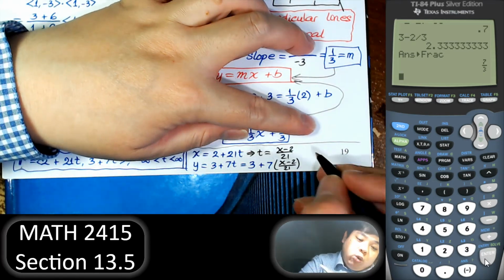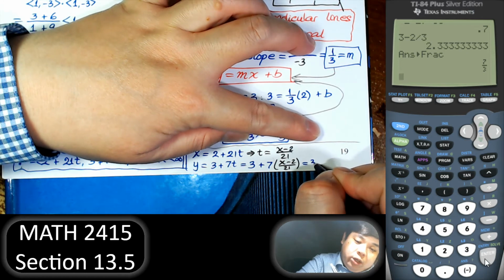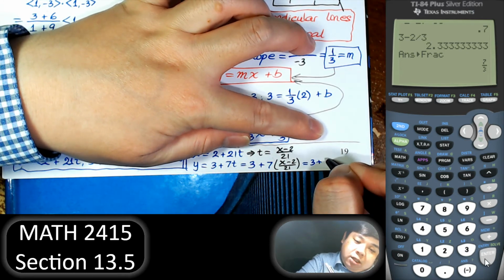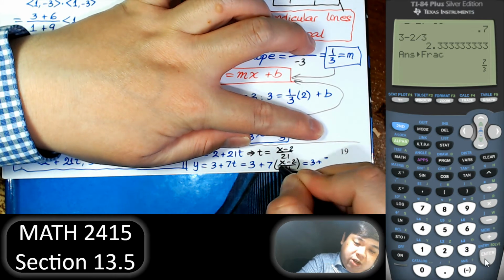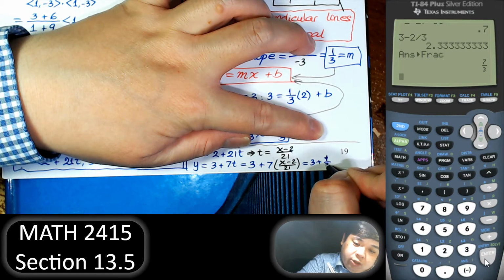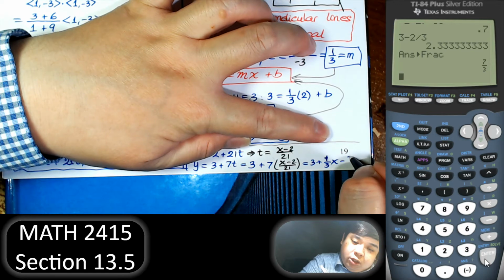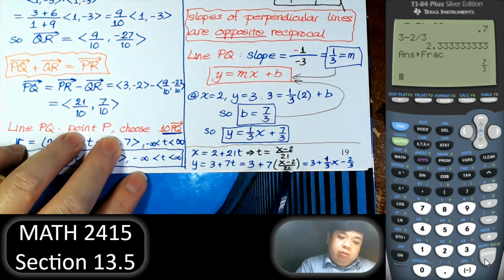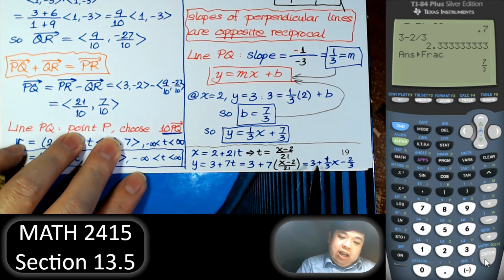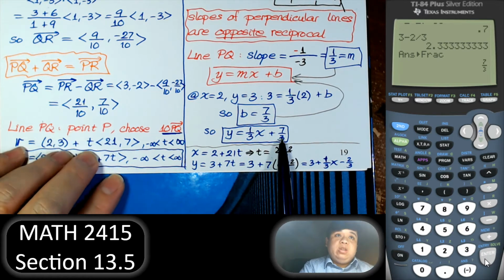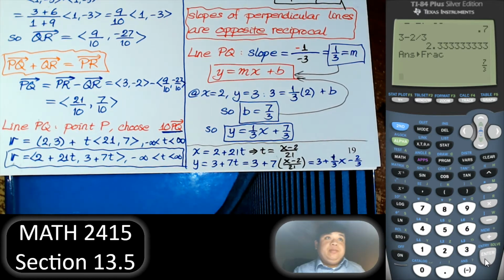7 over 21 is 1/3, so I have 3 plus 7 over 21 is 1/3, so we have 1 over 3x, and 1 over 3 minus 2, 2 over 3. So we have 1 over 3x, and 3 minus 2/3 is 7 over 3. So yes, they are the same.